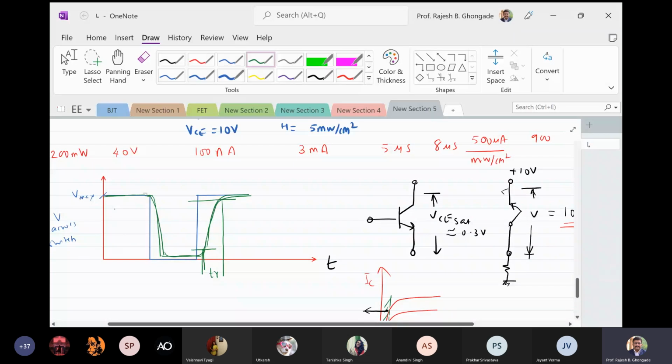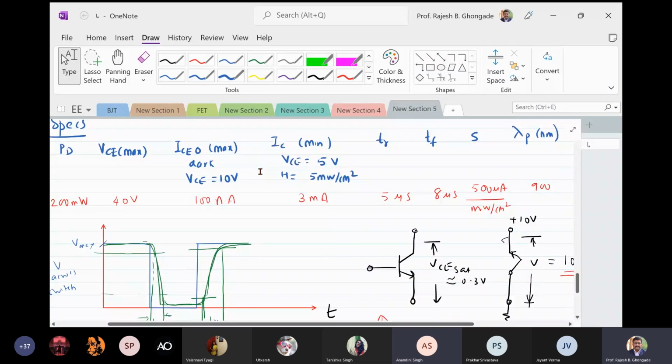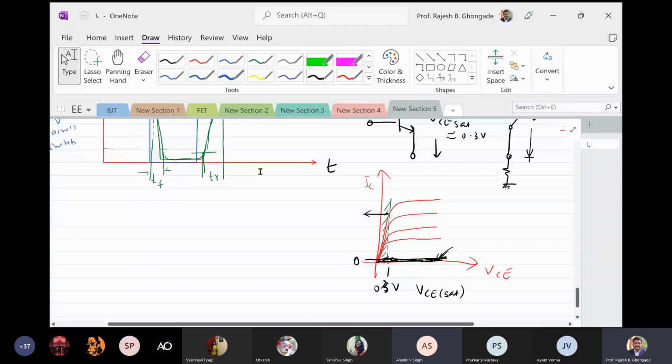And similarly, the time that it takes to go from 90% to 10% while going down, इसको बोलते हैं fall time. So it depends, right? Like if the rise time and fall times are very, very small, we can say that the device is very fast. Okay? समझ में आ रहा है कि नहीं आ रहा है?